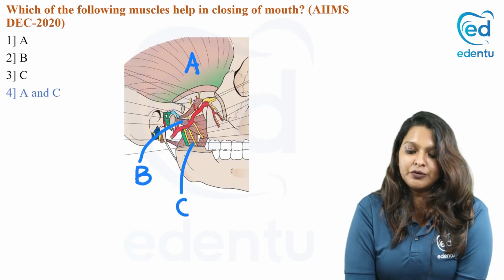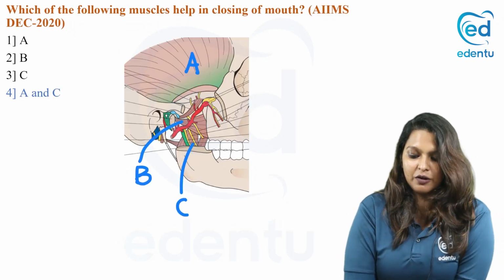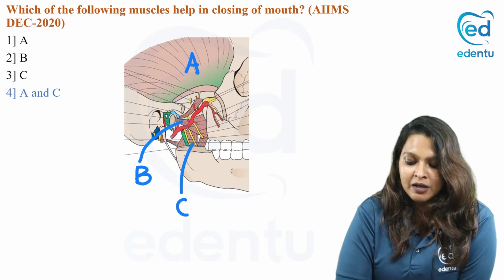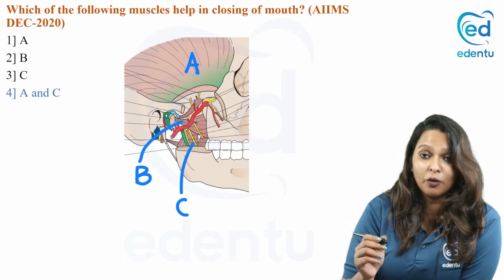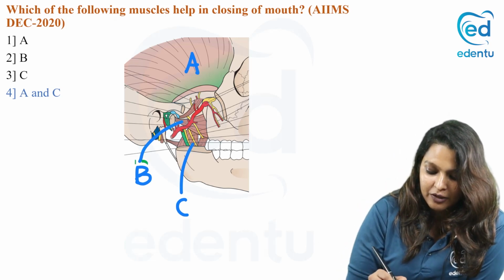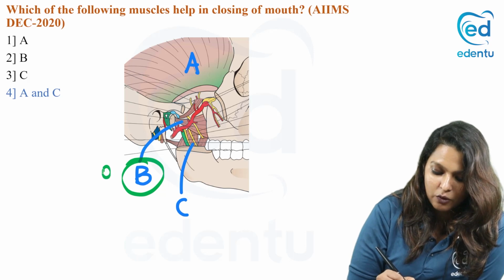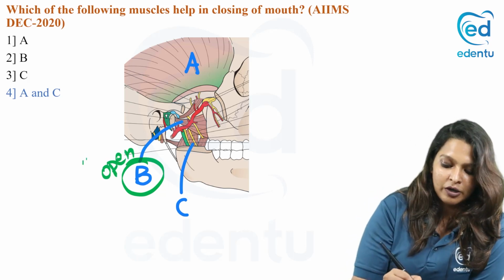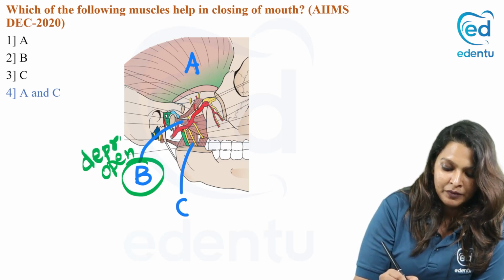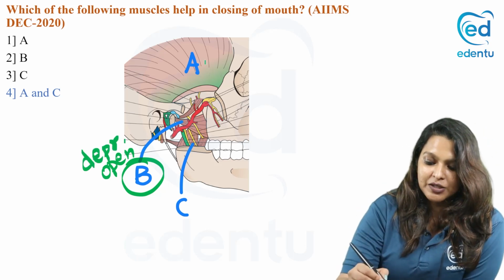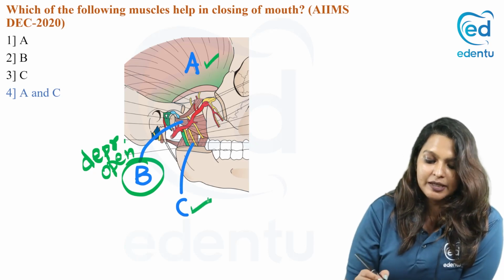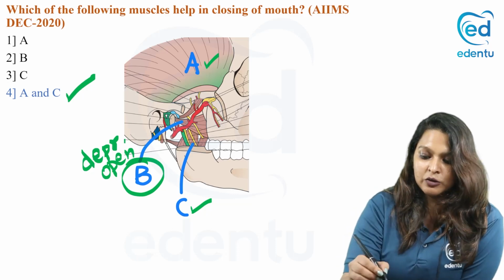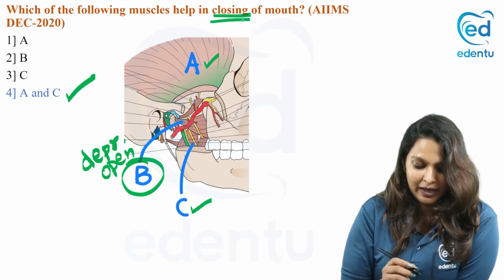The next one, which of the following muscles help in closing of the mouth? I already mentioned that the only muscle that helps in opening of the mouth is the lateral pterygoid. This is the only muscle that helps in opening of the mouth or depression of the mandible. So all the other muscles mentioned, the temporalis and the medial pterygoid, A and C, are the muscles that help in closing or elevation of the mandible.